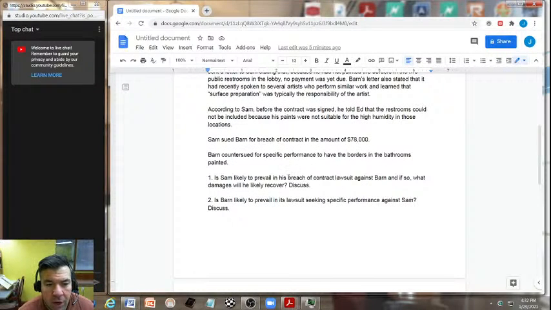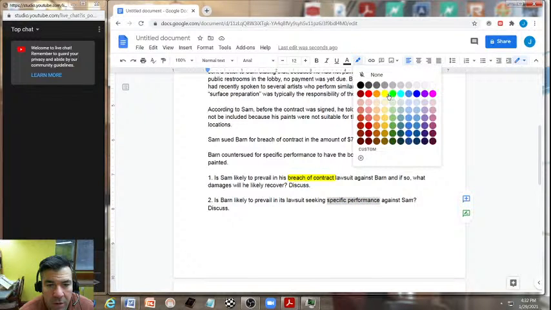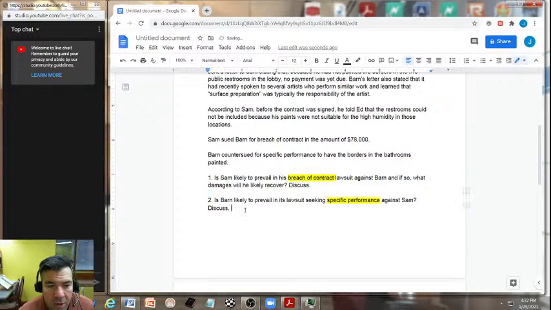Well, right here we know our area of law, breach of contract, tells us that our area of law is contract law. Lawsuit against Barn, and if so, what damages will he likely recover? Discuss. 2, is Barn likely to prevail on his lawsuit seeking specific performance against Sam? Discuss.